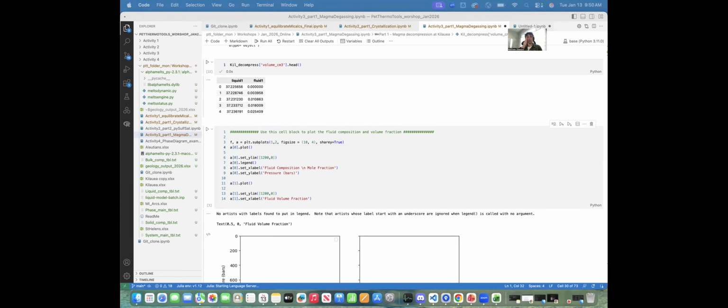There was a question on Discord about pH melts through PetThermoTools. That is not currently possible. Paula can potentially answer better than I can on that. pH melts is the version of melts that allows some water to fit into nominally anhydrous minerals, which can be very useful for decompression melting calculations especially. Reverse crystallization and pH melts are not currently available through PTT. We're working on moving those over from Alpha Melts 1.9.